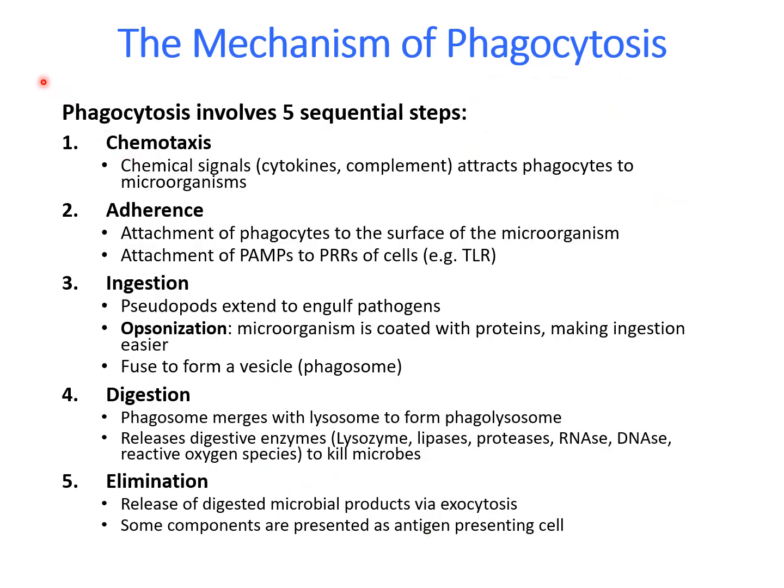In summary, there are 5 main steps in the phagocytosis. First step is chemotaxis, followed by adherence, ingestion, digestion, and elimination.